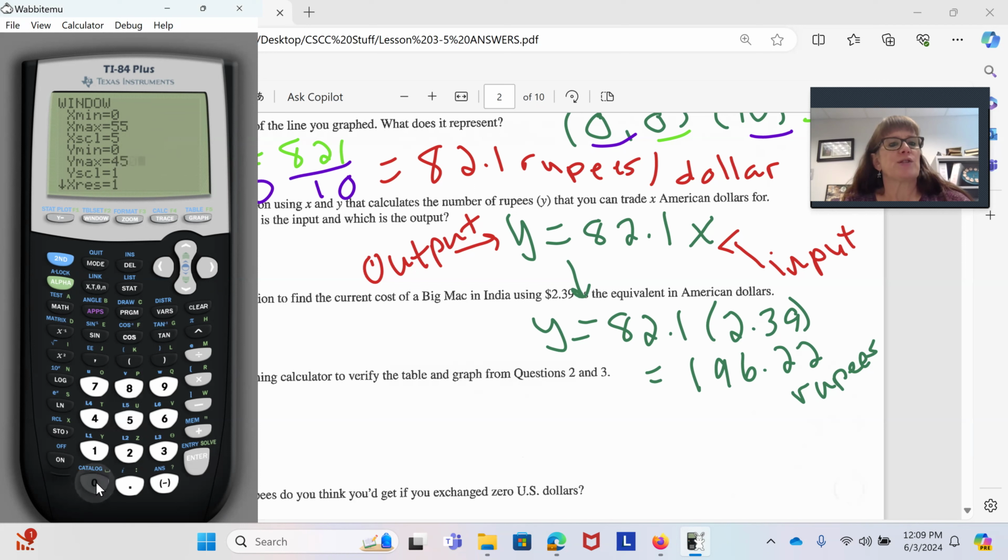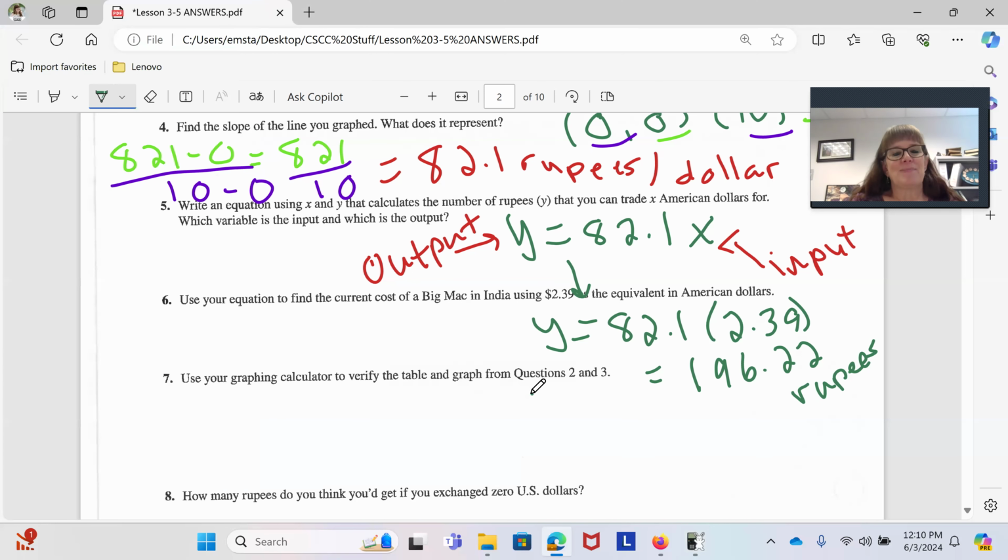What did our y values go up by? Looks like we went up by 250 each time. So all I'm doing in the window is making it look like the window we had in number 3 after we set up our scale. Push the graph button and you'll see a really nice picture of what our line looks like. So we verified on the calculator.